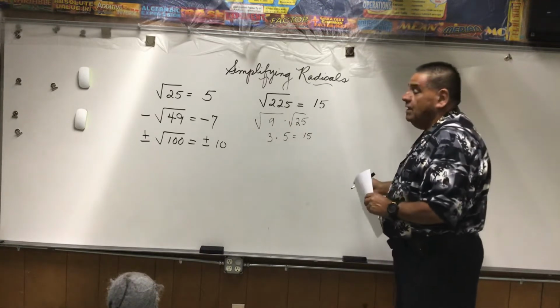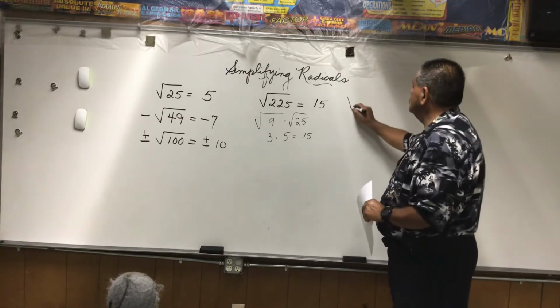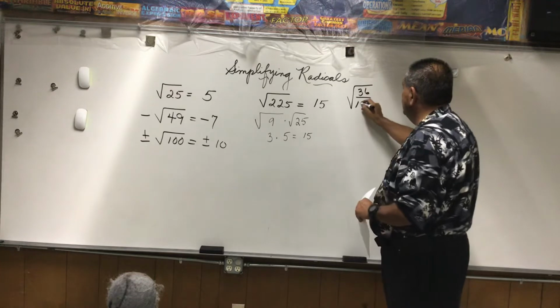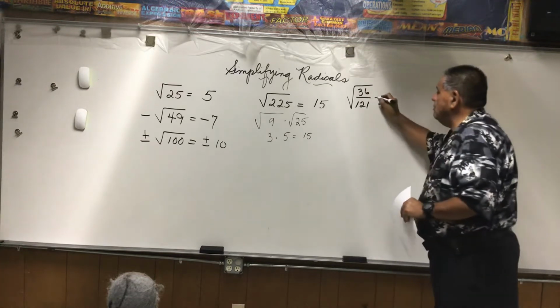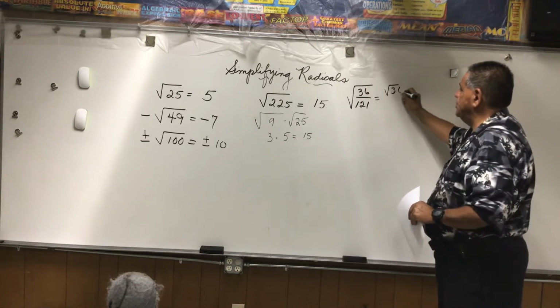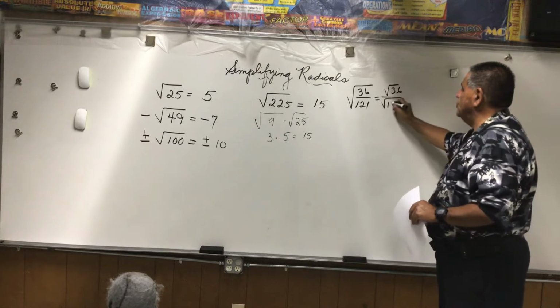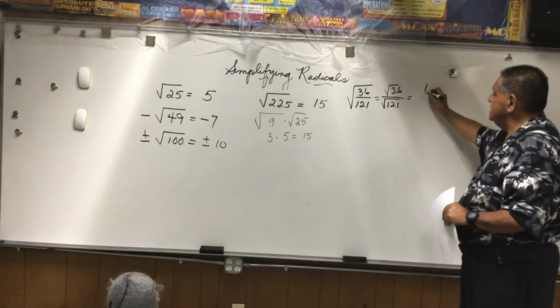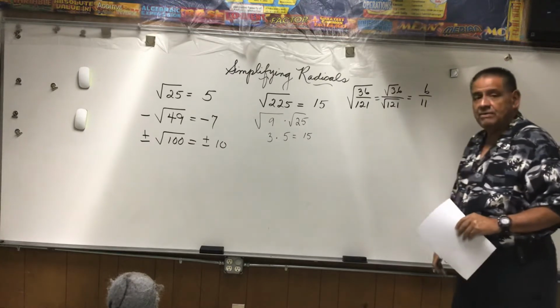We go to another one, fractional one. How about this one? The square root of 36 over 121. Well, we could rewrite that as the square root of 36 over the square root of 121. And therefore our answer would be 6 over 11, 6/11. All right?